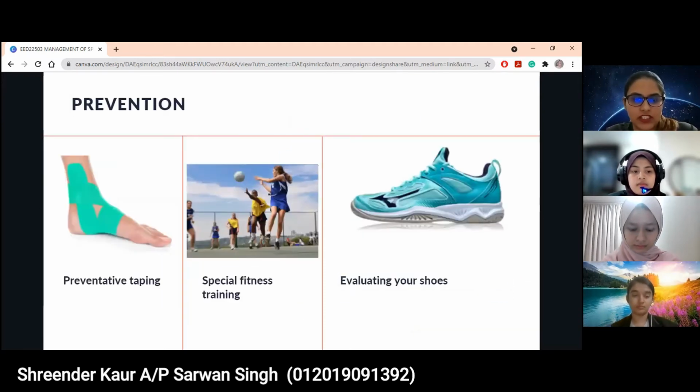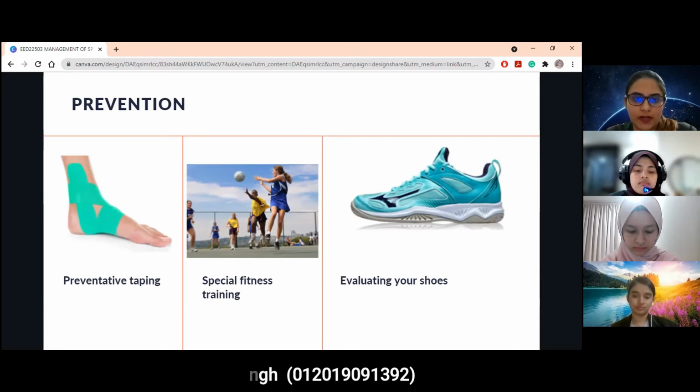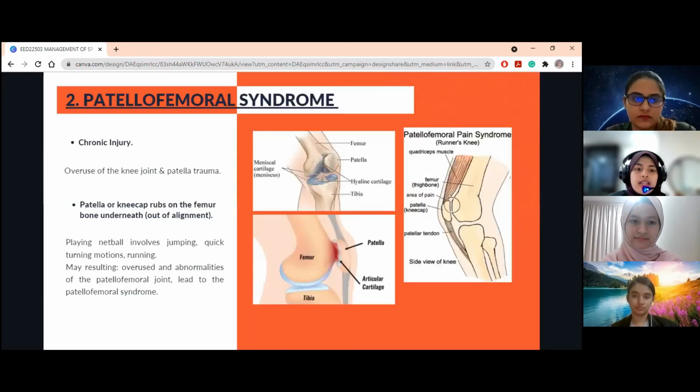As for preventing an ankle sprain from happening in the future, the player can have preventative taping done around their ankle before they go on the field, do special fitness training, and also evaluate their shoes so that they can buy the proper shoes to play on the field. Okay, next will be patellofemoral syndrome.